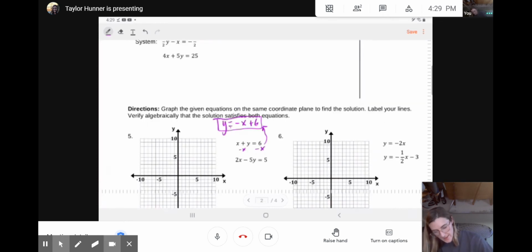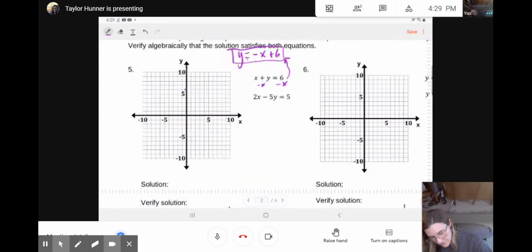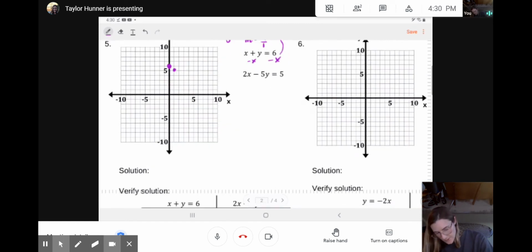I start at 6 for my y-intercept, and I always think about which direction my slope is going to be in. It's negative, so that means I go down 1 over 1, because when there's a negative in front of x, it's basically saying that my slope is negative 1 over 1. So down 1 over 1, down 1 over 1, and so forth. Then I'm going to go ahead and draw my line.